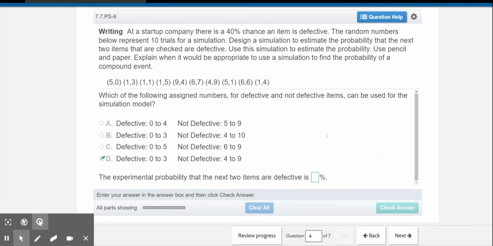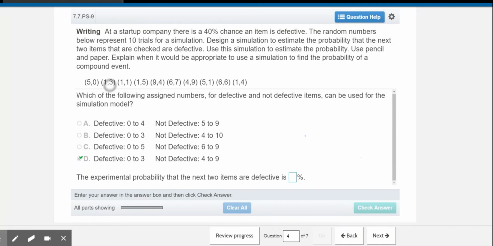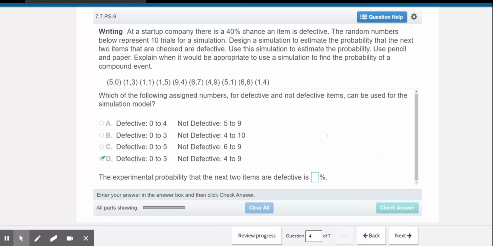The experimental probability that the next 2 items are defective is, so we're going to look up here, and we want to look and see when both numbers are 0, 1, 2, or 3. So 5, 0, that's not going to count. 1, 3, yes, because both numbers are 3 or less. 1, 1, that's it. 1, 5, nope. 9, 4, nope. 6, 7, nope. 4, 9, no. 5, 1, no. 6, 6, no. And then 1, 4, no.